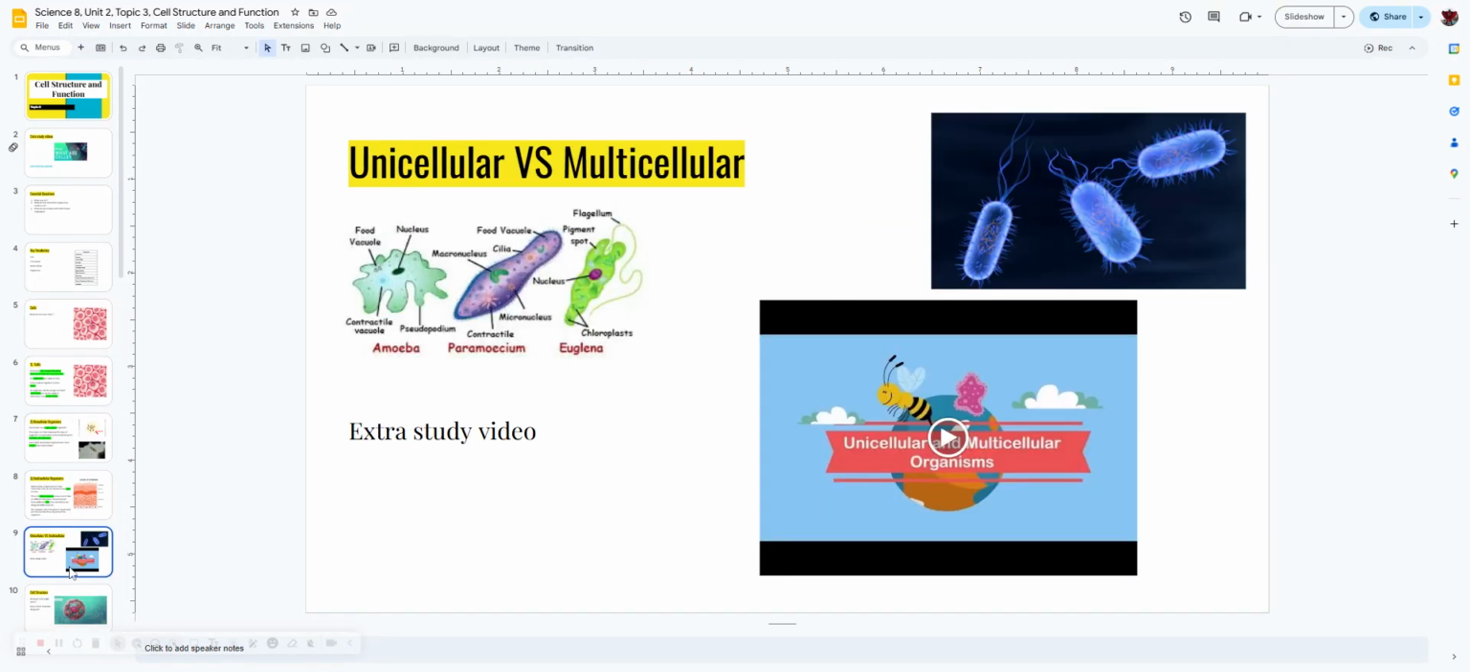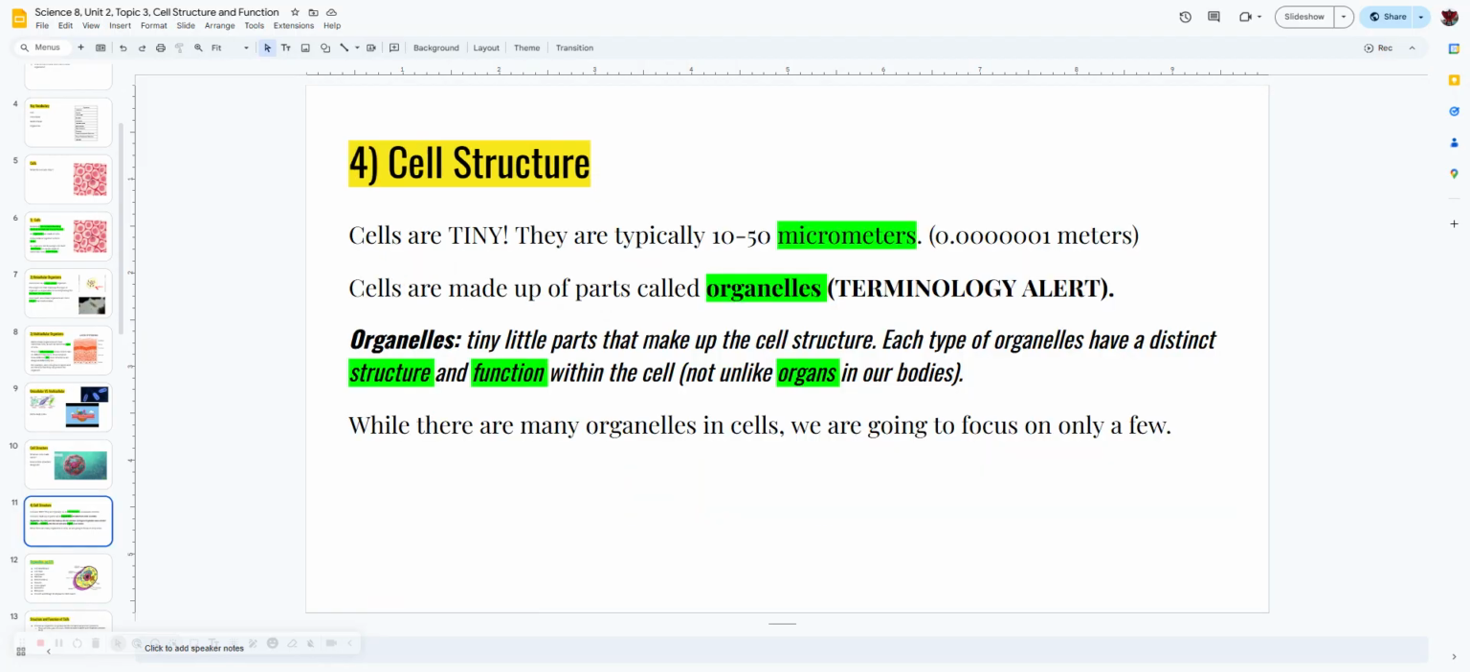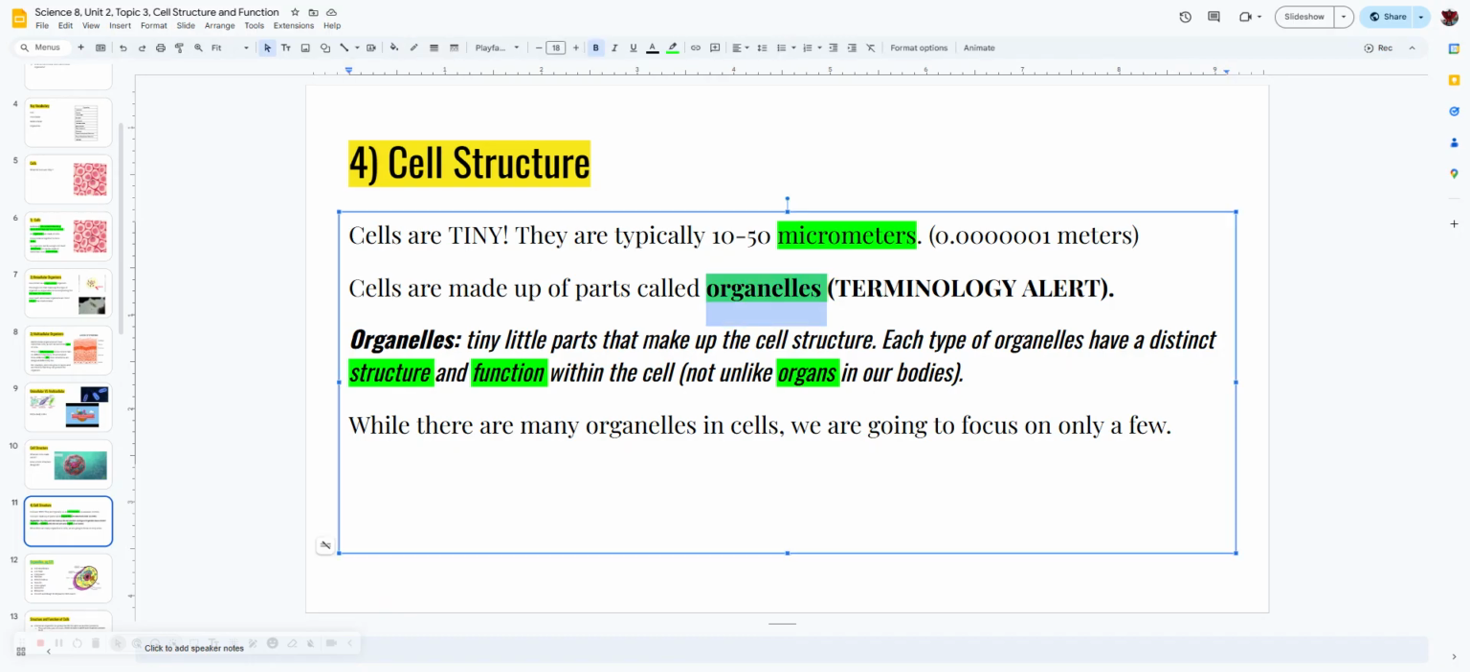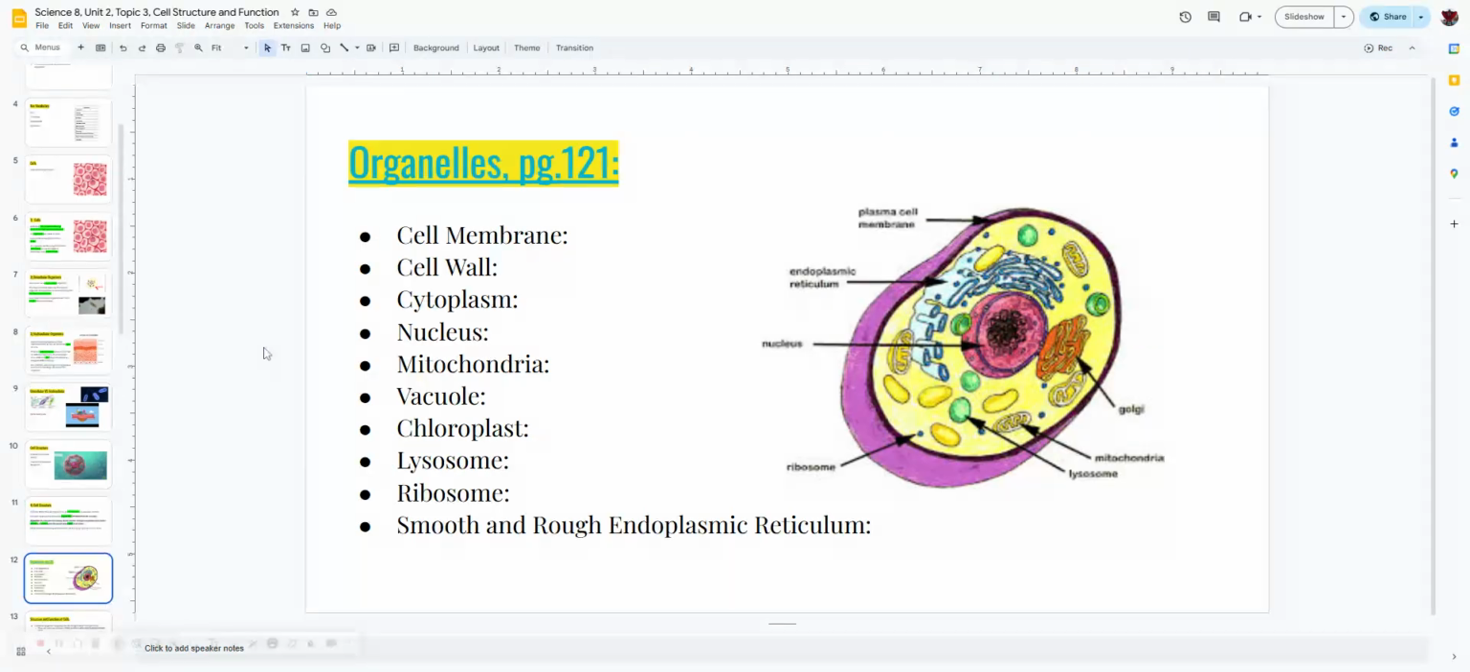Now the cells themselves are made up of parts as well. And just like a human body has organs, cells have organelles. What that actually means is, that E-L-L-E means little. So it's like a little organ, right? It's a little organ that makes up a cell, okay? So here's your definition right there. I'm not going to bother reading it to you because I just explained what it is. They're like little organs. They're the parts that make up a cell, okay? Now there are a ton of different types of organelles. We're going to focus on about 10, and of those 10, half are important that we need to know the function and structure of, okay?